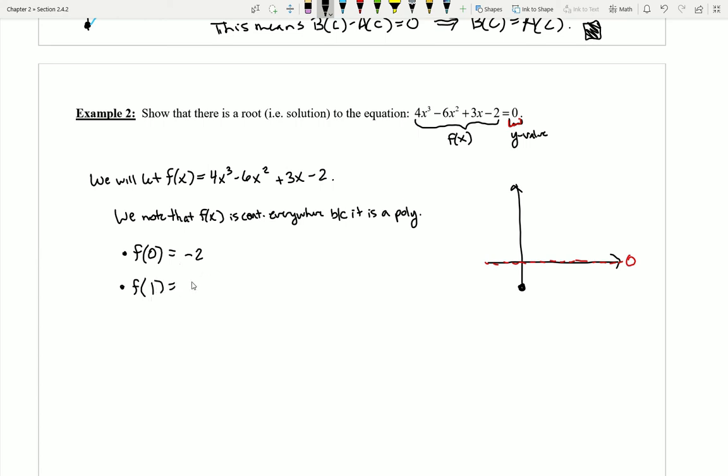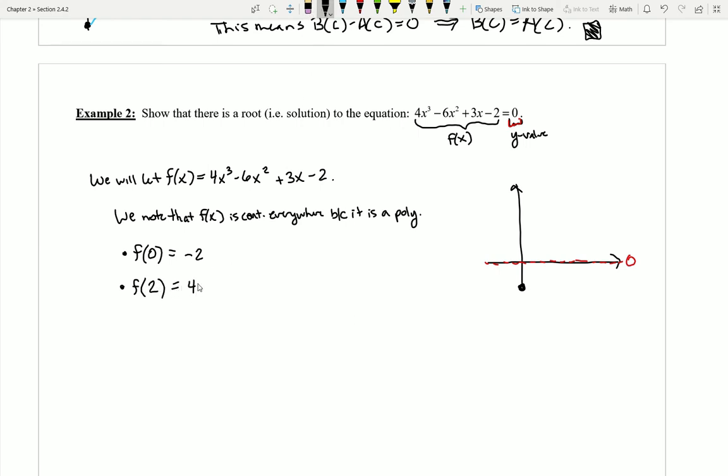Let's see. That would be 4 minus 6 plus 3 minus 2. So that's 7. 7 minus 6 is 1. 1 minus 2 is -1. Darn it. Okay, see, that value is not going to work, but that's okay. If that value doesn't work, let's just try a different value. How about a value like 2?